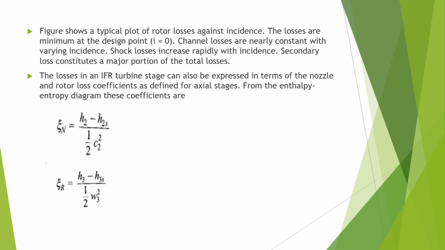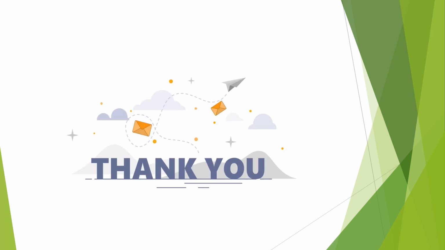The losses in an inward flow radial turbine stage can also be expressed in terms of nozzle and rotor loss coefficients as defined for the axial stage. From the enthalpy entropy diagram, the nozzle coefficient is equal to H2 minus H2s upon half C2 squared, and the coefficient for the rotor is given as H3 minus H3s upon half W3 squared. And all the parts are covered.